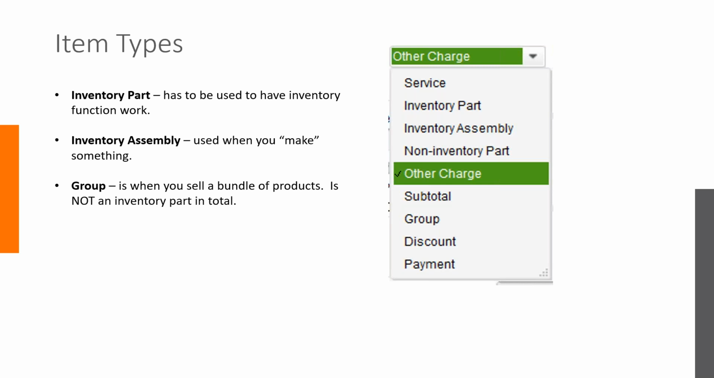So inventory part, you have to have that first. That has to be for every single thing that you keep in inventory. An inventory assembly is used when you make something, and it doesn't necessarily have to be a true make. It could be however you turn one piece of inventory into another. The key here is inventory assembly.